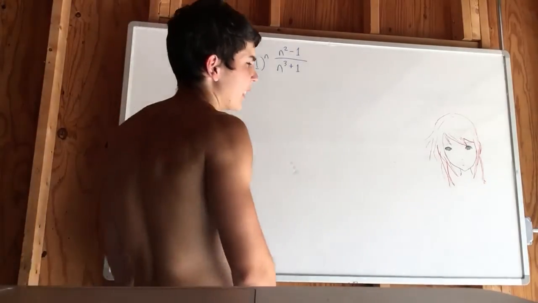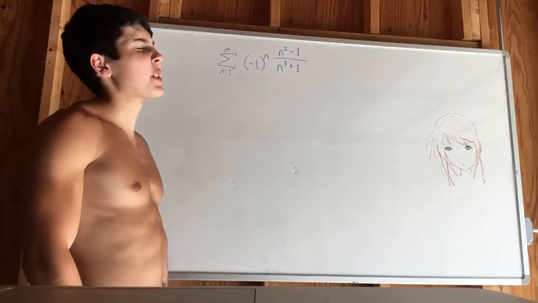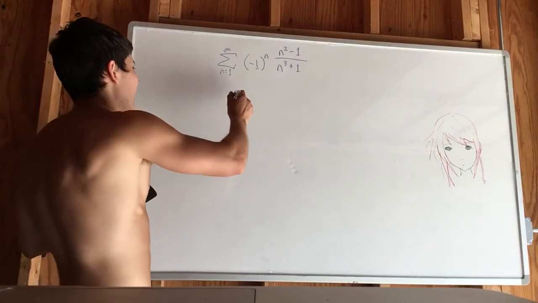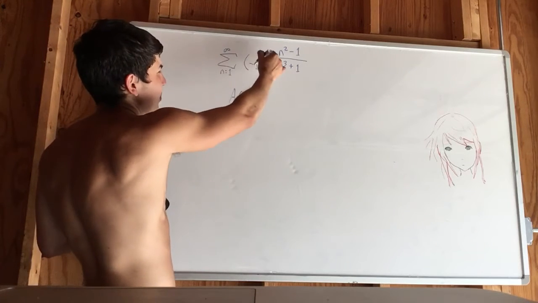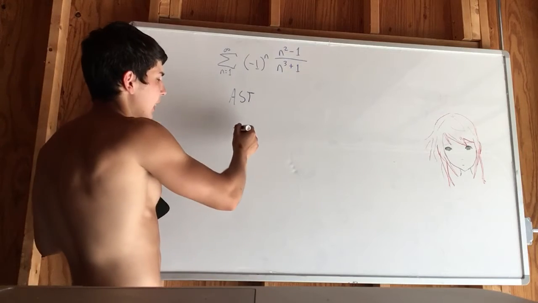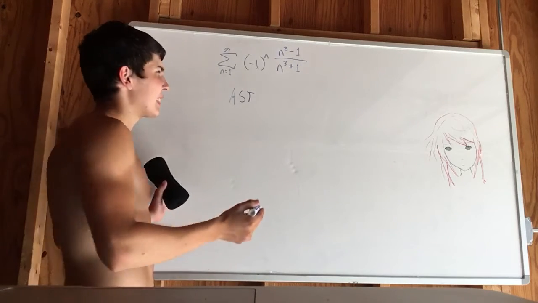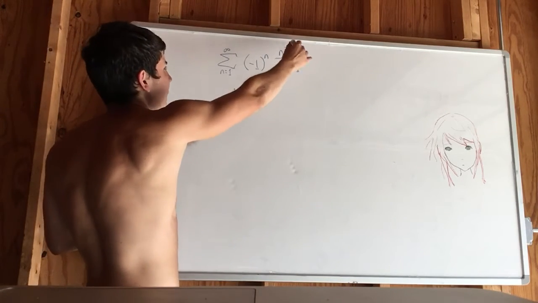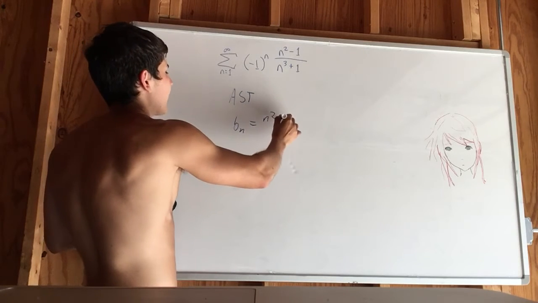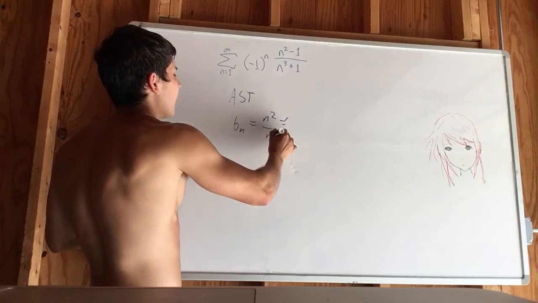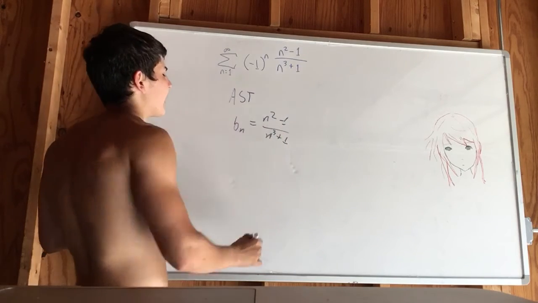We want to test this series for convergence or divergence. So we want to do the alternating series test, because this is an alternating series, as evidenced by this part of it. With the alternating series test, you want to get b sub n, which is this other part. That's b sub n, which equals n² minus 1 over n³ plus 1.